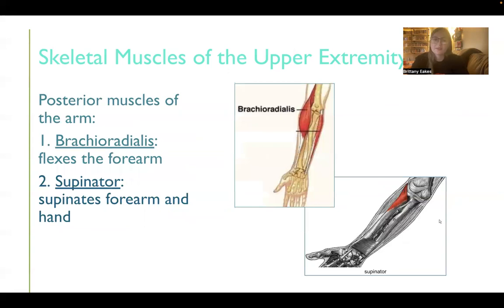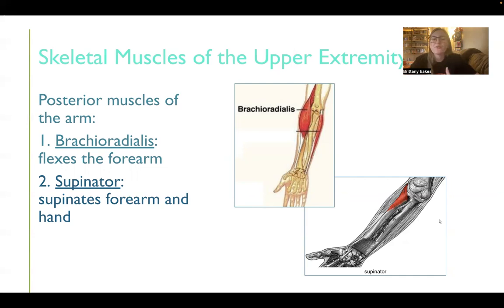For the posterior muscles of the arm, remember we're always speaking in reference to anatomical position, okay? So for example, the radial side of the arm is going to be lateral and the ulnar side is going to be medial, because I'm always referring to anatomical position. So the posterior muscles of the arm are referring to when you have your arm in anatomical position. And these are towards the back.